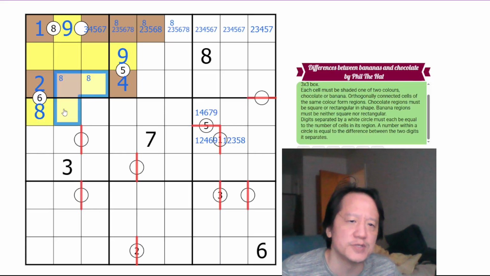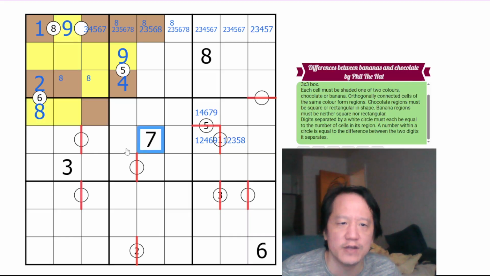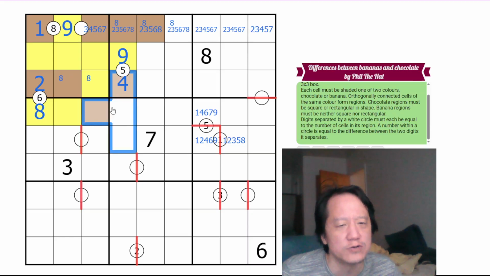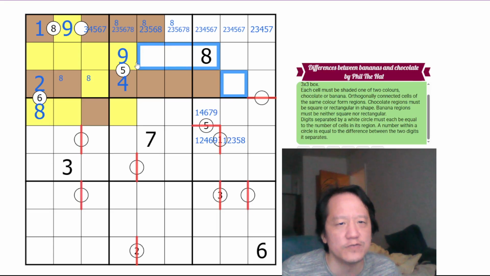These cannot be the same region because this is size 9 and this is size 8, so we must have a chocolate there. These cannot be the same chocolate because it's not going to form a rectangle or square. So this must be banana here. So this is size 4 as a chocolate, which means all of these are bananas.